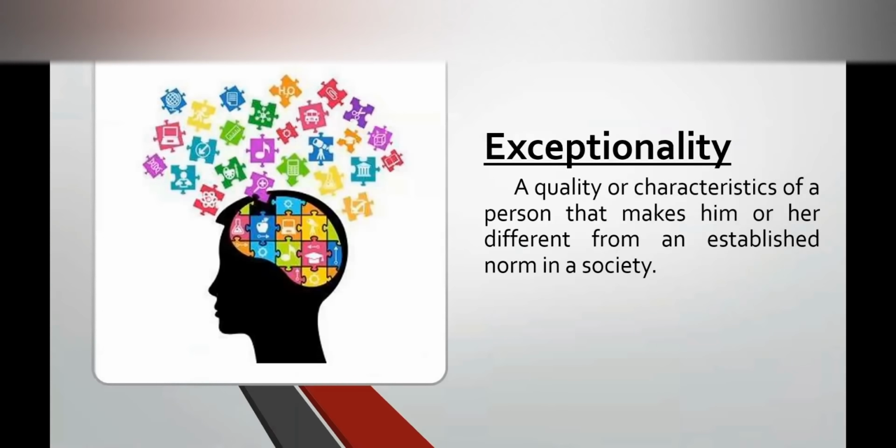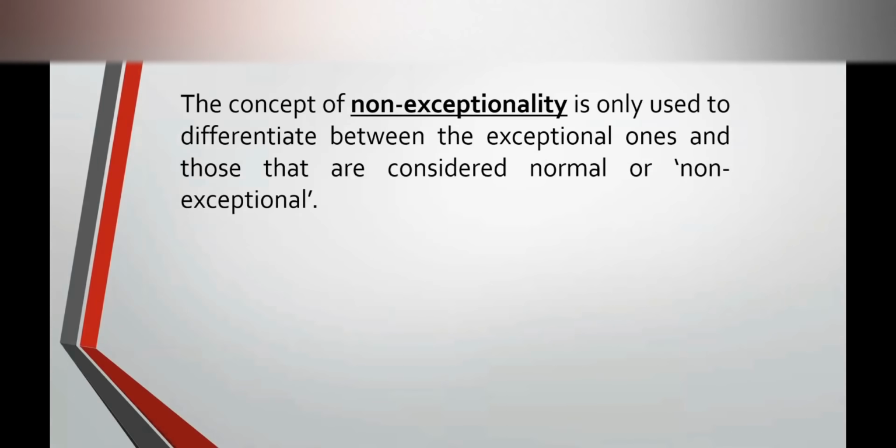Now, next, we have exceptionality. When we say exceptionality, it is a quality or characteristic of a person that makes him or her different from established norms in a society. So, those disabled persons can be considered exceptional because they are different from the normal person. And those who are very smart, or we call genius, gifted, talented, they belong here also in the exceptional because they are different from those normal persons. So when we say non-exceptional, we are talking about those normal persons. So it is only used to differentiate between exceptional ones and those who are not considered exceptional, or non-exceptional.